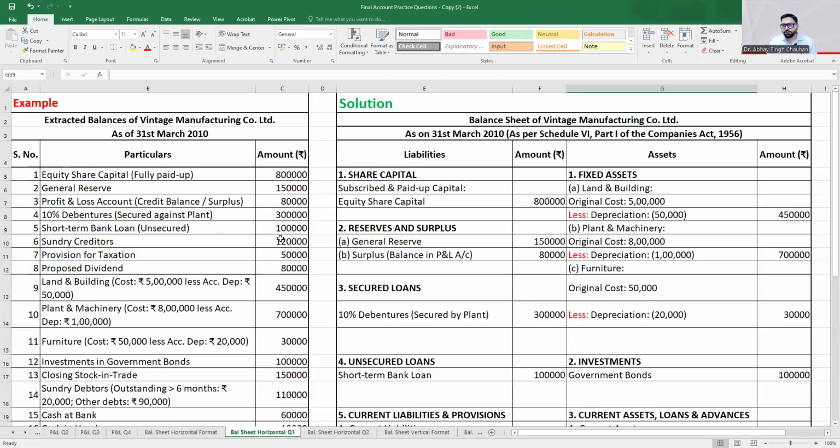Now in the upcoming video we'll understand the new format of the balance sheet as per the Companies Act of 2013, and we'll also look with the help of an example at how to solve the balance sheet under the Companies Act of 2013.